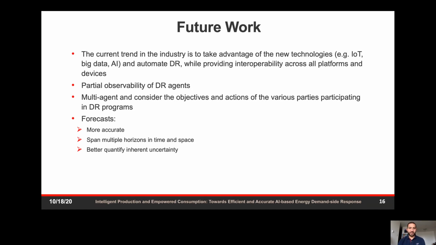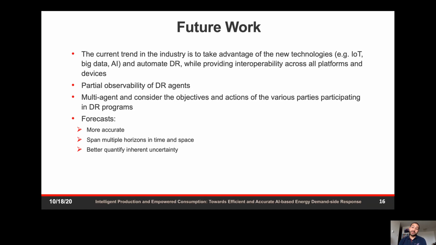As I recently mentioned, multi-agent systems, which consider the objectives and the actions of the different parties participating in the demand response programs, are another area. Forecasts themselves also need to become more accurate, to span multiple horizons in time and space, and to better quantify and take into account the inherent uncertainty of this whole process.